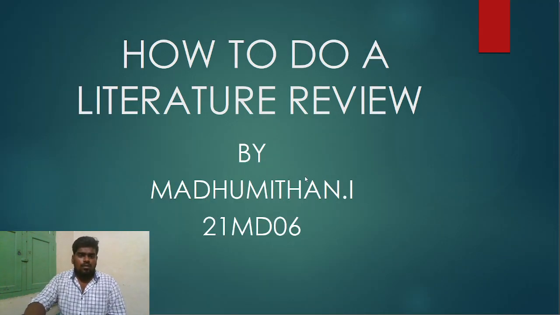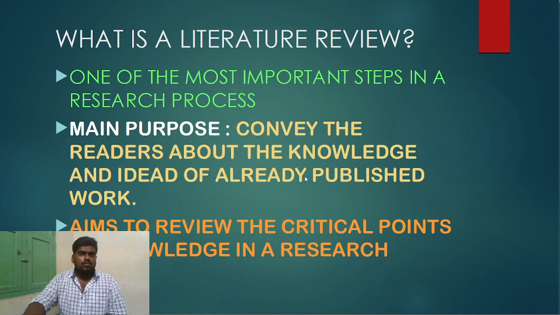So today we are going to talk about a topic called how to do a literature review. So first of all, what is a literature review? It is one of the most important steps in a research process, and the main purpose of a literature review is to convey to the readers the knowledge and ideas of already published work, and it aims to review the critical points of knowledge in a research paper.